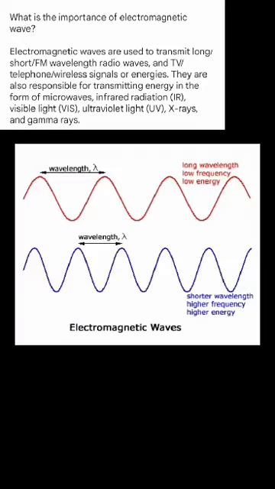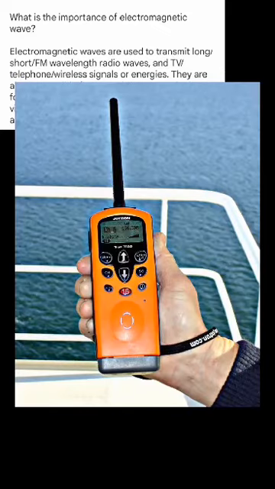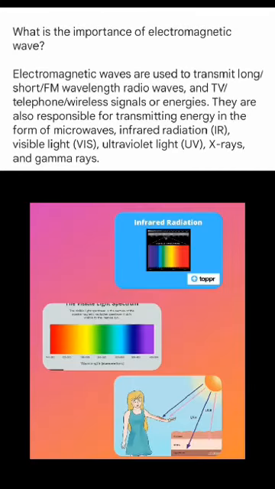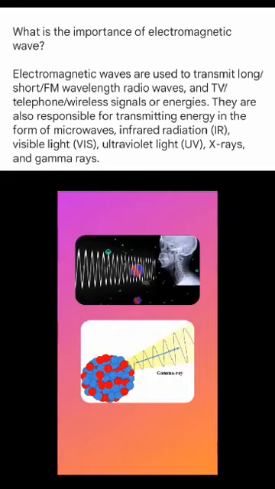And the last one is the importance of electromagnetic waves. These are used to transmit long or short FM wavelength radio waves and TV, telephone, or wireless energies. They are also responsible for transmitting energy in the form of microwaves, infrared radiation or IR, visible light or VIS, ultraviolet light or UV, and X-rays and gamma rays.